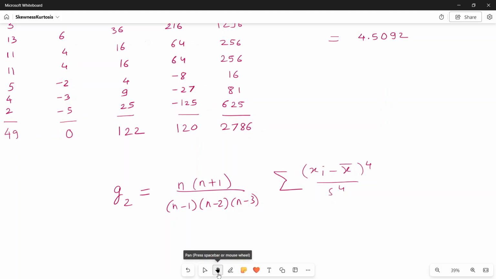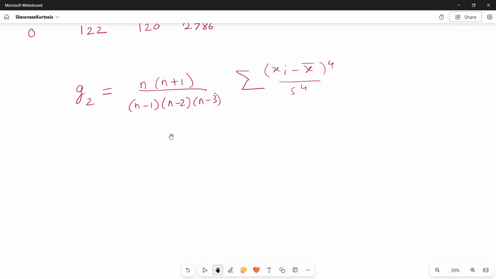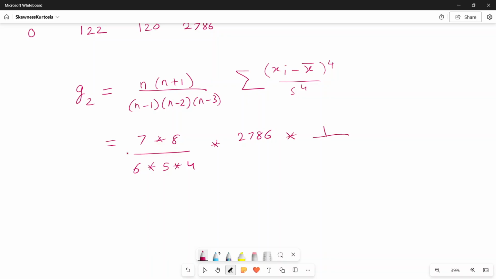Okay, so now if you substitute the values, this will be 7 multiplied by 8 divided by 6 into 5 into 4, multiplied by 2786, which is the value we calculated, and multiplied by 1 upon 4.5092, which is our s raised to 4. So this value comes out to 3.1447.